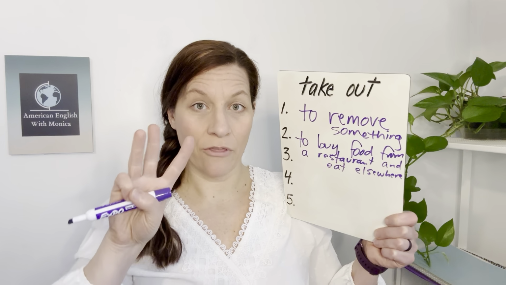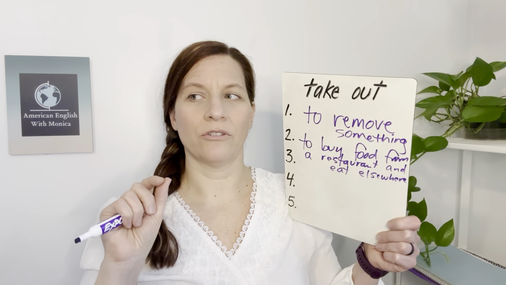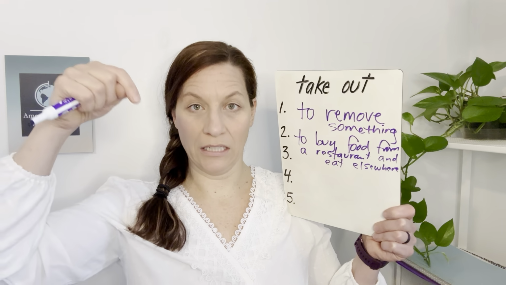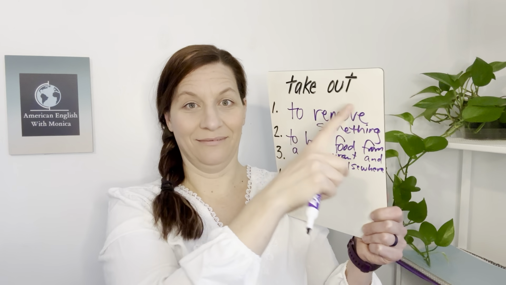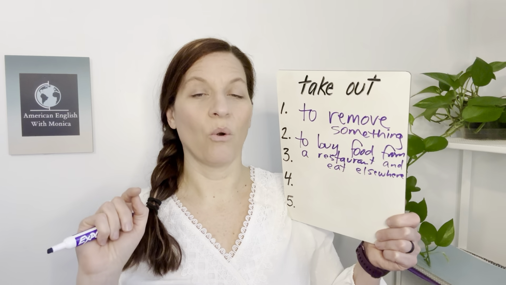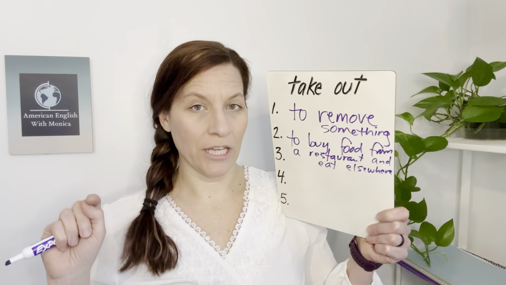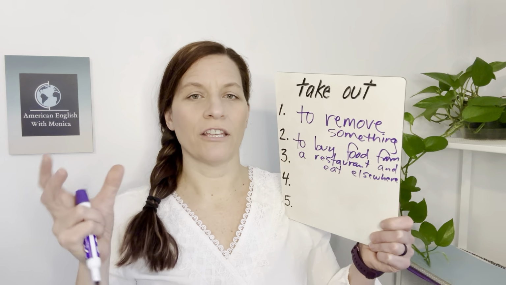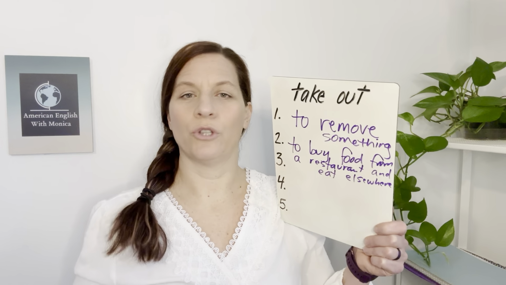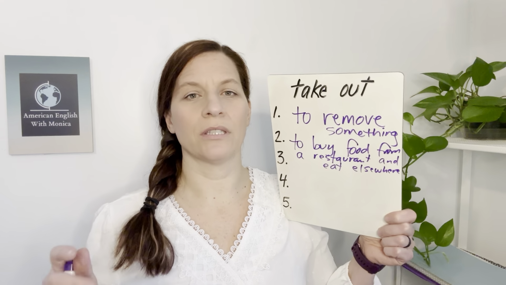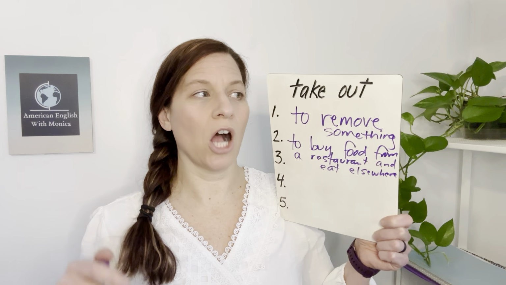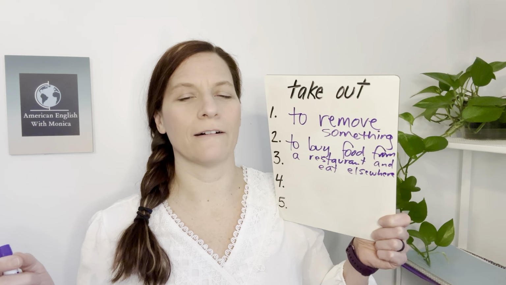Some restaurants have 3 options. Some restaurants you can order food and eat in the restaurant. You can get takeout, or you can get delivery, which is different. The restaurant will deliver the food to your office or to your home. Those are 3 options, and you need to know that if you're calling a restaurant and asking about a food order.